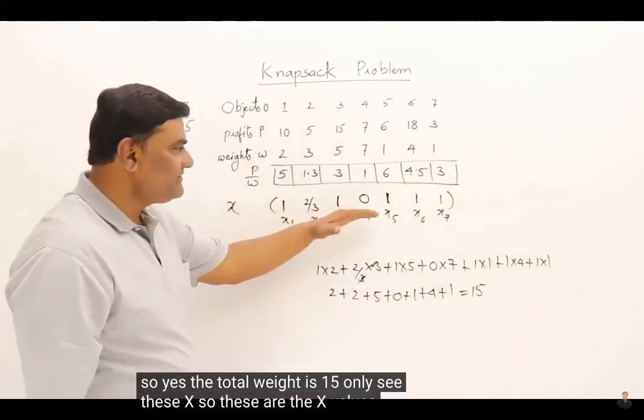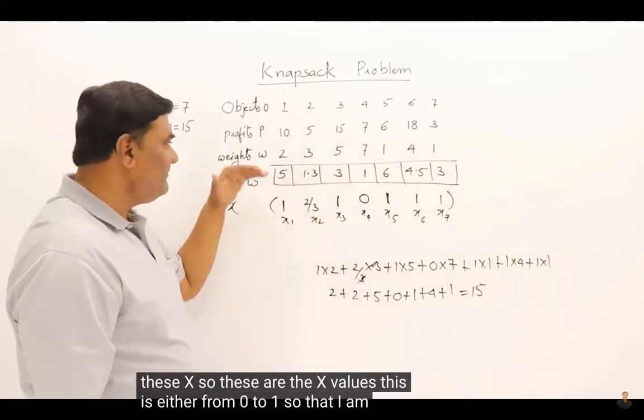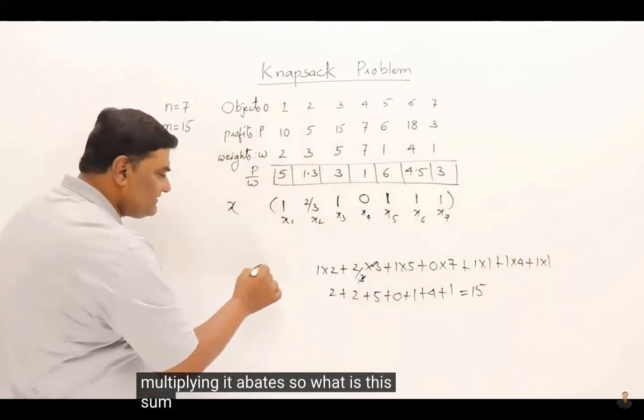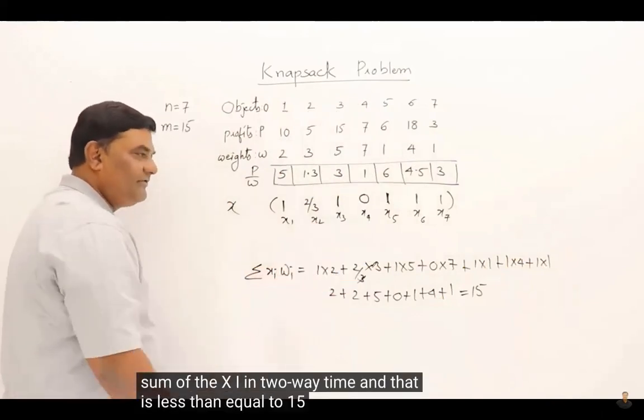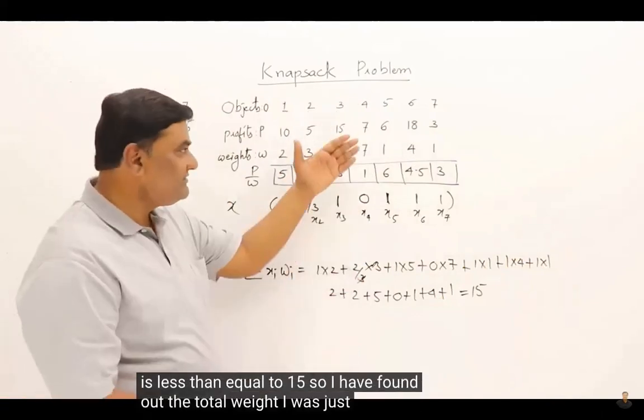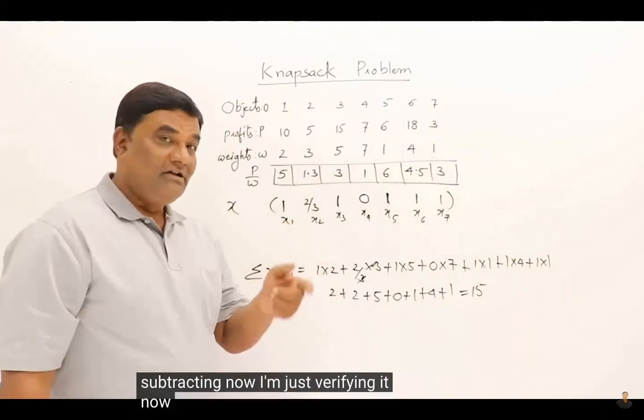See, these are the x values. This is from 0 to 1, so that I am multiplying with weights. So what is this? Sum of xi into weight wi, and that is less than or equal to 15. So I have found out the total weight. I was just subtracting. Now I'm just verifying. Now let me know the profit.